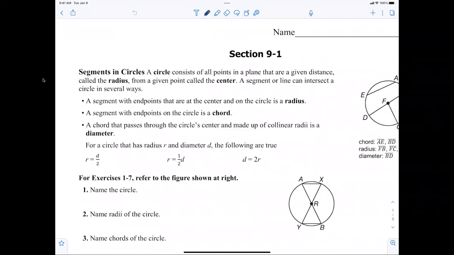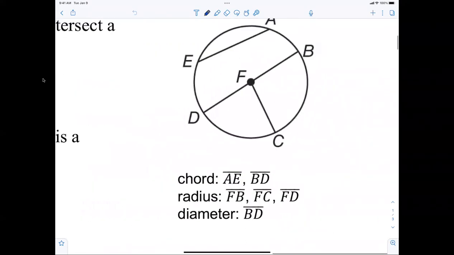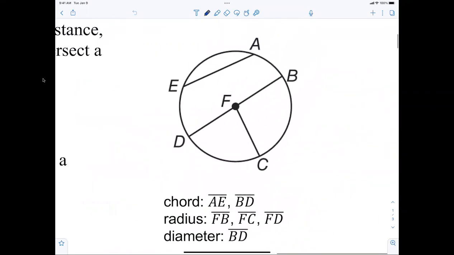Now, I am sure if we drew this circle, most people could tell me what FB represents. Hold up, hold up. What do you need, Oliver? I'm starting class. FB is called a what? FC is called a FD. DB.